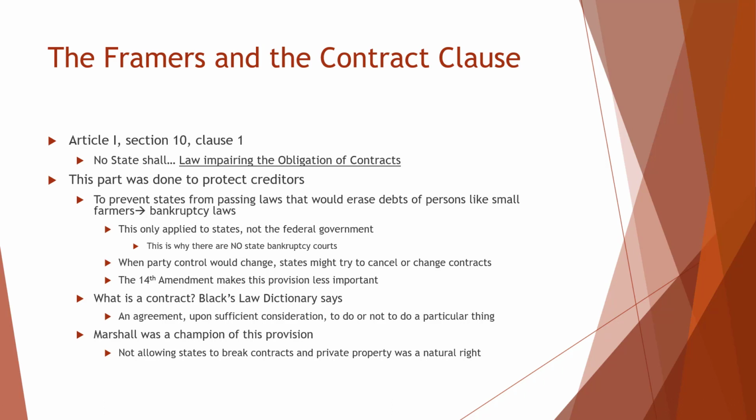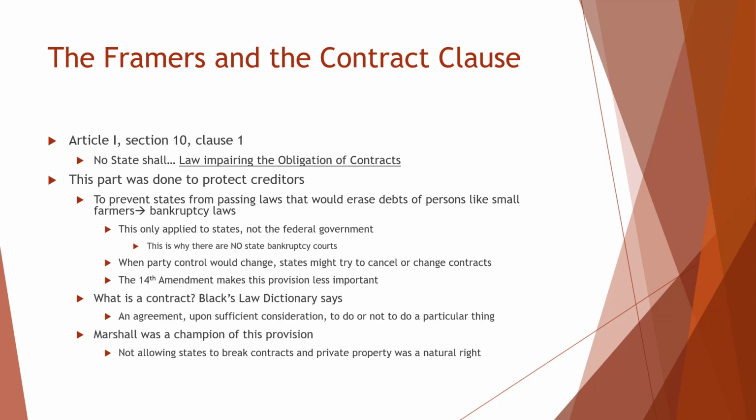So what would happen is that, when party control would change, states might try to change or cancel contracts. Now, the 14th Amendment makes this provision a little bit less important. And of course, after the Marshall Court, the contract clause gets a different interpretation. Chief Justice John Marshall, probably our greatest Chief Justice in history, was a champion of this provision. So not allowing states to break contracts, and private property was a natural right.